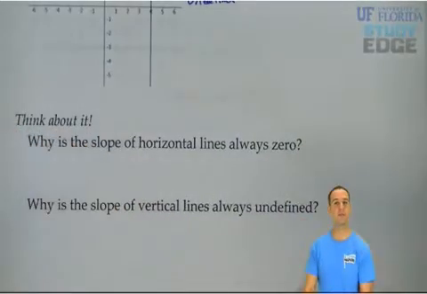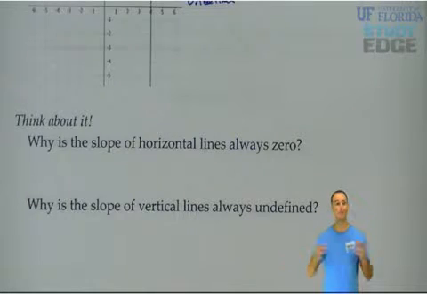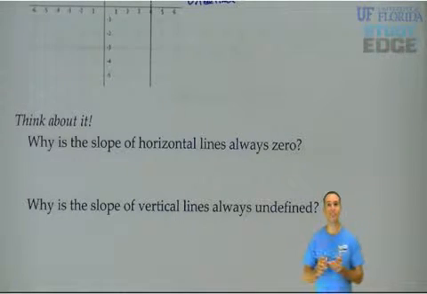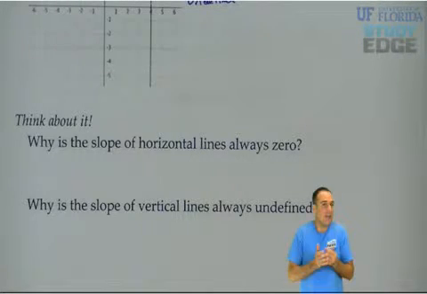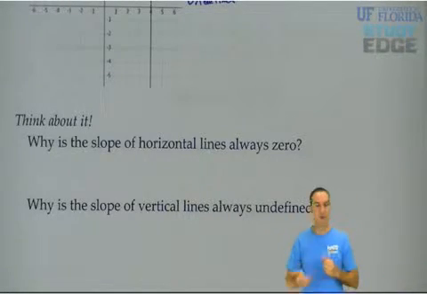Those are the questions I'm asking you, and that's what I want you to discuss. You can either post on the wall, or go ahead and discuss in class, whatever the case may be. But again, think about it. Why is the slope of a horizontal line always 0? Why is the slope of a vertical line always undefined?